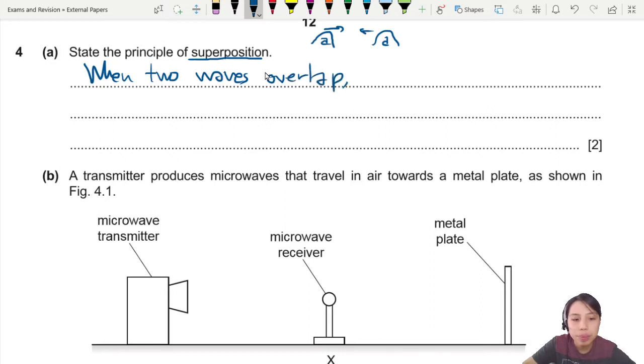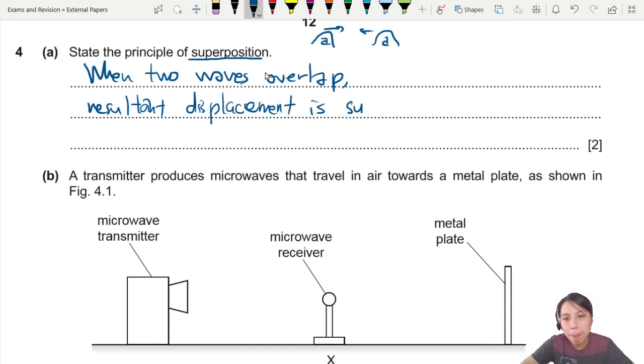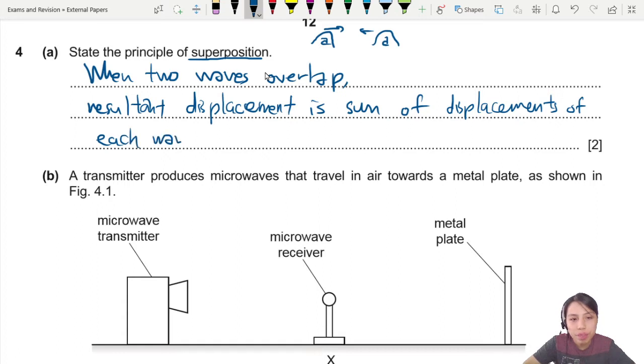Okay, what happens to them? Well, the resultant displacement of both waves add together. Resultant displacement is the sum of individual displacement of each wave. Sum of displacements of each wave. And generally in superposition, there are two ways we'll look at this idea.